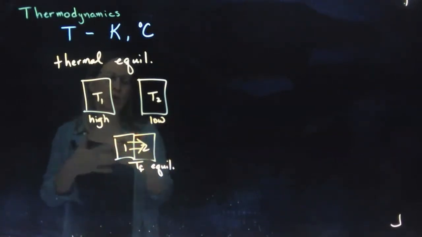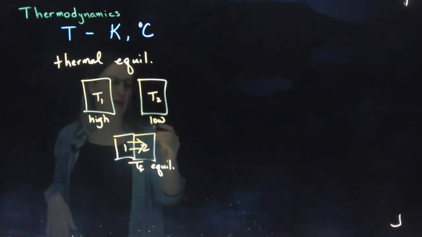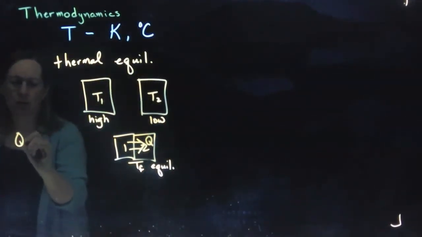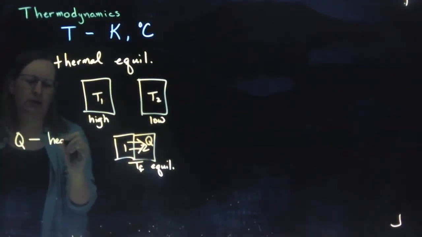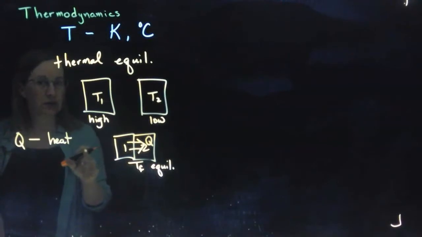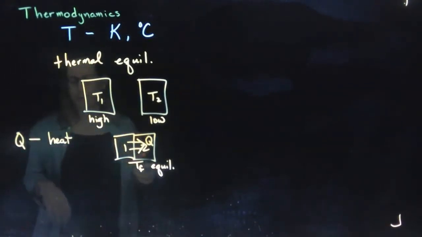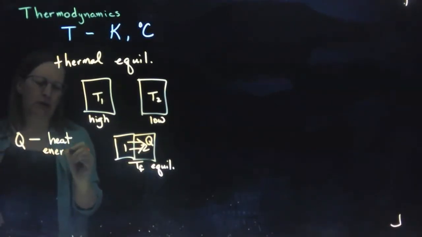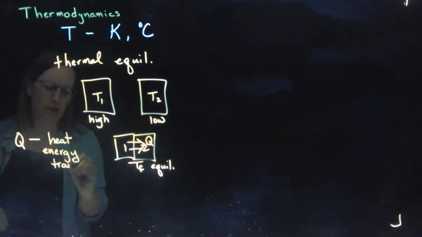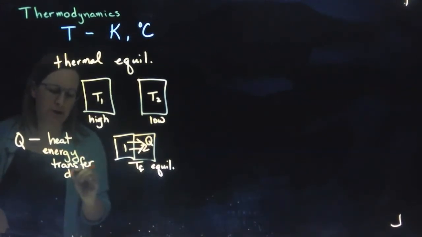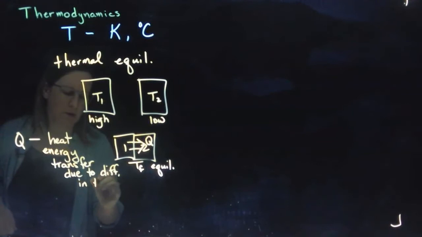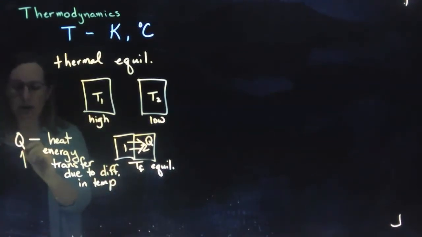In this case, the way I've shown it, it would be through something called conduction, probably the most common way. So our letter for heat is Q. So Q is heat. Yeah, I know Q is not in the letters for heat. I guess it's just the letter that we ended up with. And heat is really energy that's transferred due to a difference in temperature. And it's measured in joules.